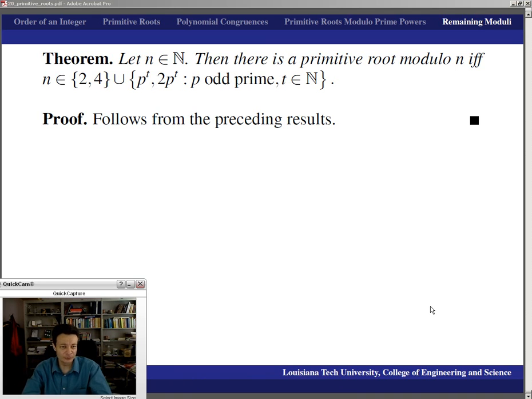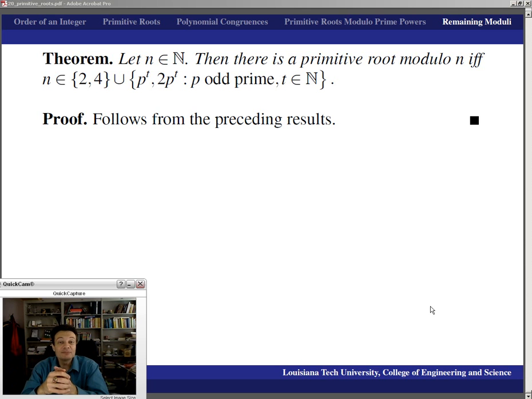Well, let's see. Can we quickly do the 2 and the 4? Yeah, a primitive root modulo 2 is 1, because phi of 2 is 1. And if we're looking at a primitive root modulo 4, phi of 4 is 2, so a primitive root modulo 4 would be 3. Yeah, okay. So that takes care of the whole thing.